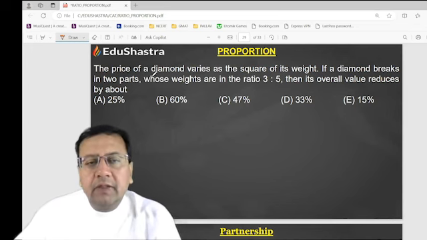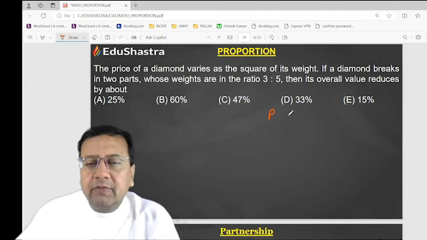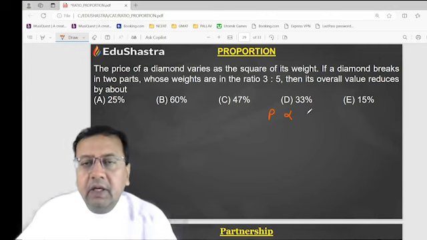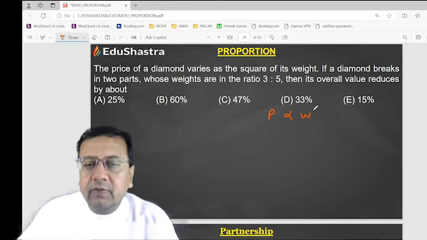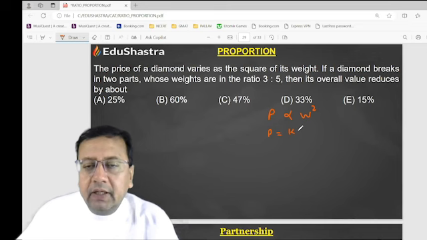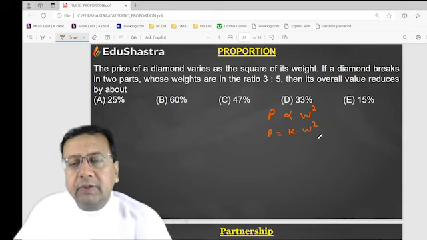Okay, so this is price of a diamond varies as the square of its weight. So my equation is what? Price of a diamond varies, so this is directly varies, right? As a square of its weight. If I take some constant here, so price is equal to K times W square. And this is your expression.